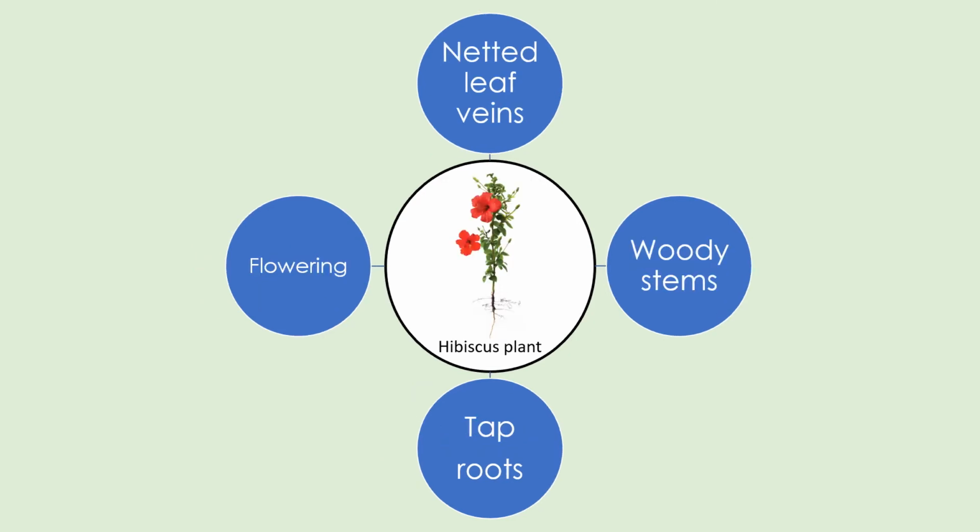Now, look at the hibiscus plant. We list down all the characteristics of hibiscus plant in the bubble. First, look at the flower. Hibiscus plant is a flowering plant. So we write flowering in the bubble. Next, look at the leaf. It has netted leaf veins. Next, look at the stem. It has woody stems. Last, look at the roots. It has tap root. So we write tap roots in the bubble.